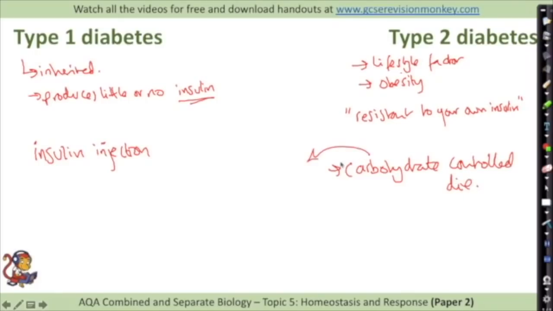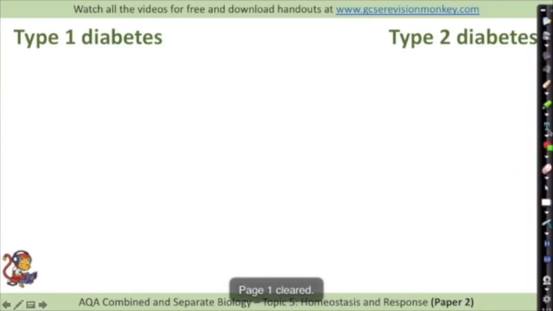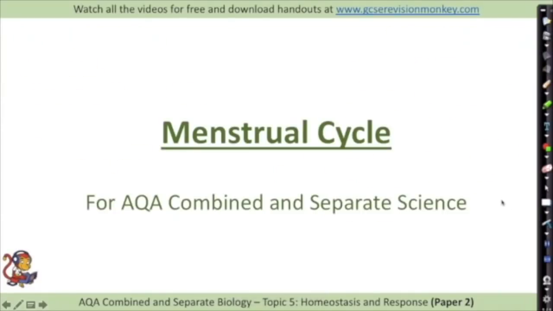Because remembering back from topics on diet, the carbohydrates in paper 1 can be broken down into sugars like glucose. So we need to control the amount of carbohydrates we're taking into our diet, and also he or she will suggest an exercise routine as well to help maintain your weight, which is obviously a risk factor in terms of diabetes.